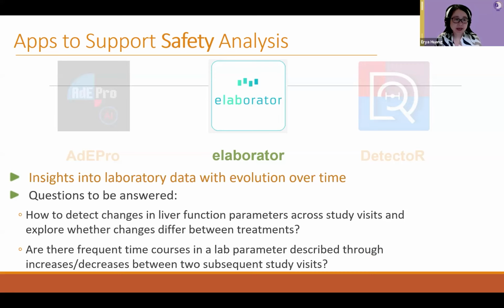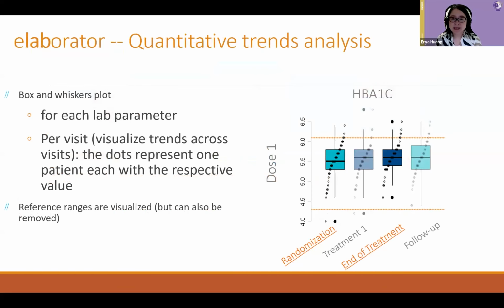There are also questions that could be answered, such as, are there frequent time courses in a lab parameter described through increases or decreases between two subsequent study visits? Here is an example of the output. This is the quantitative change analysis. It provides the box plot for each lab parameter per visit. For example, here is the box plot for the parameter HbA1c. The dots in the plot represent each patient, and the reference ranges are visualized.